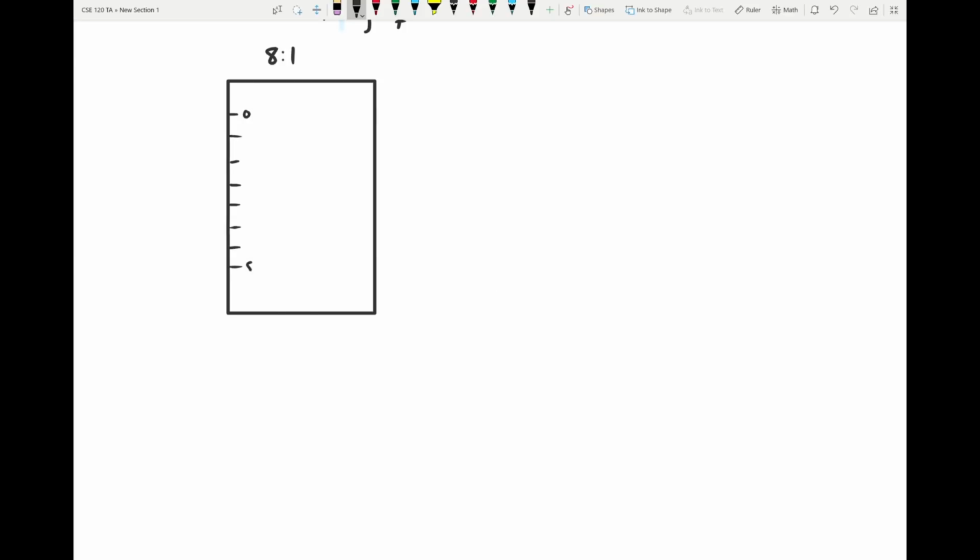And that is 0. And that is 8. And since we have 8 different inputs there, all funneling out to one output, we're going to need 3 select lines: S2, S1, and S0.